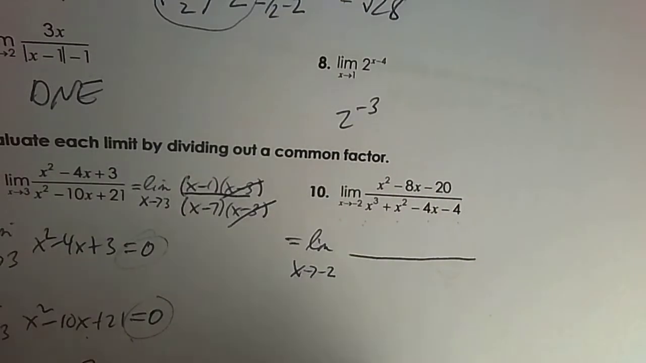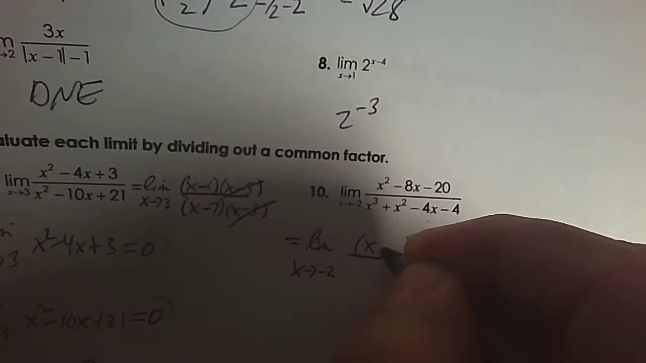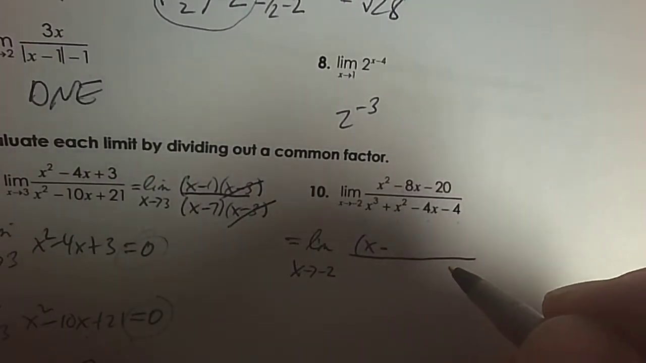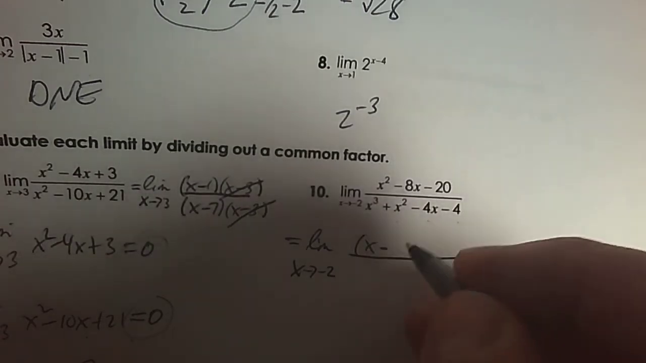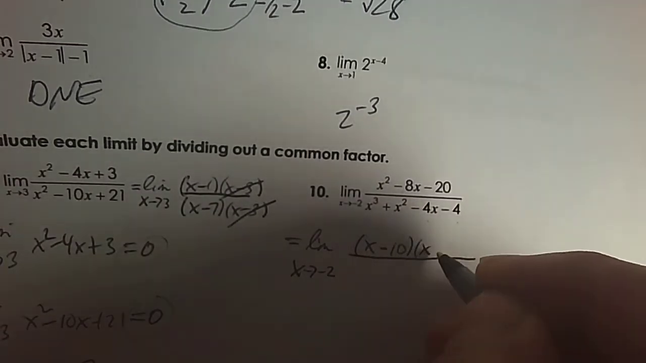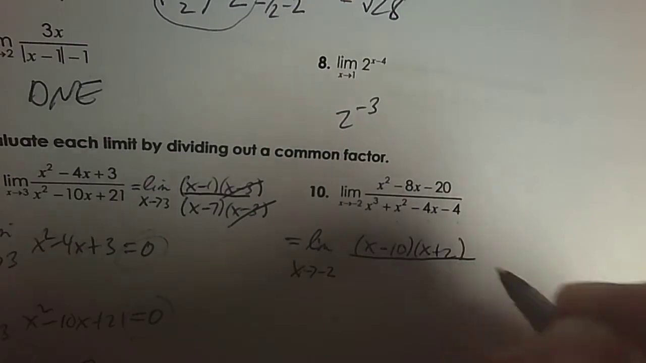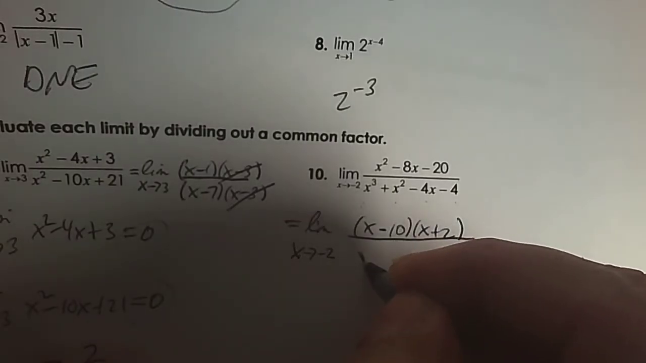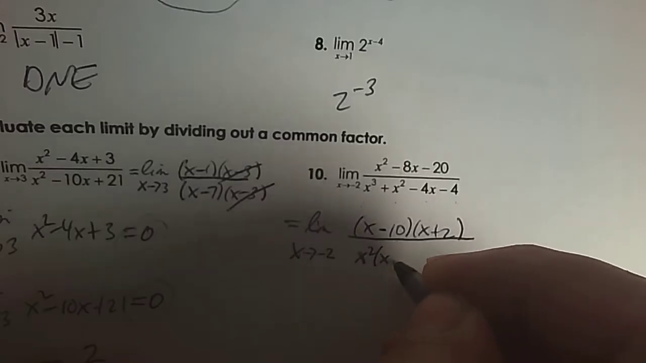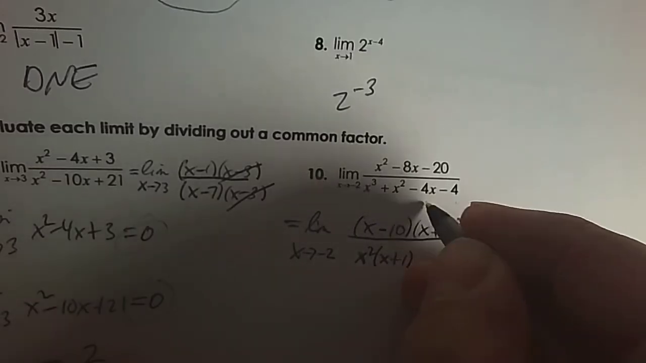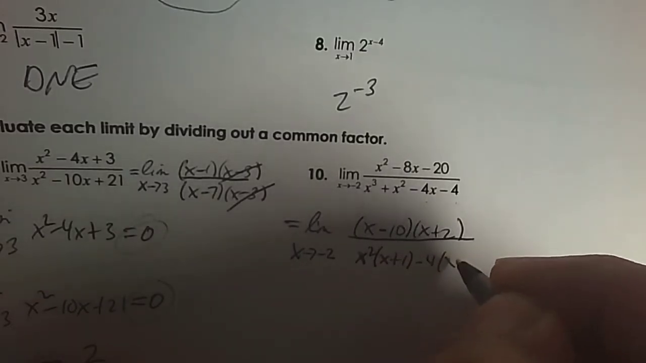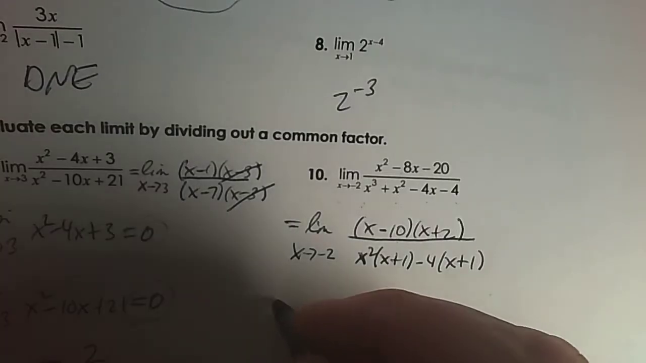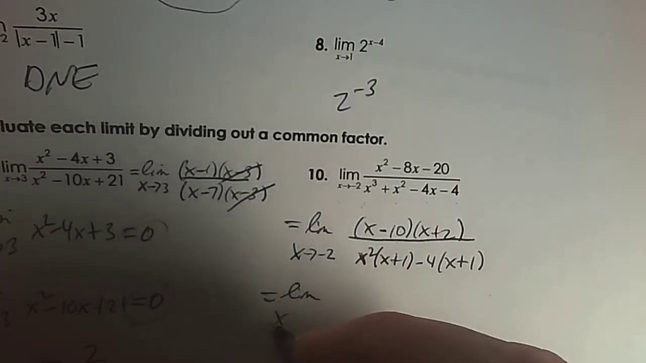To factor the numerator, we have two numbers that multiply to -20 and subtract to -8. That'd be -10 and +2. The denominator we're going to factor by grouping. So we're going to factor out an x squared. That's x plus 1. Factor out a -4. That's x plus 1. I don't see the factor yet, so I have to do the next step.